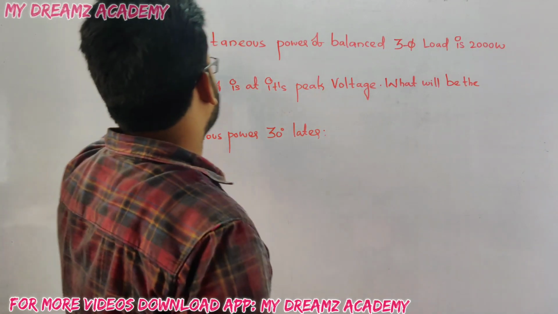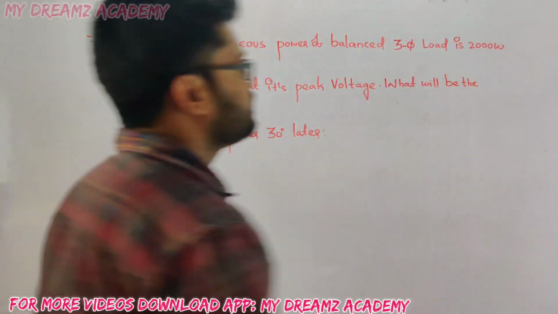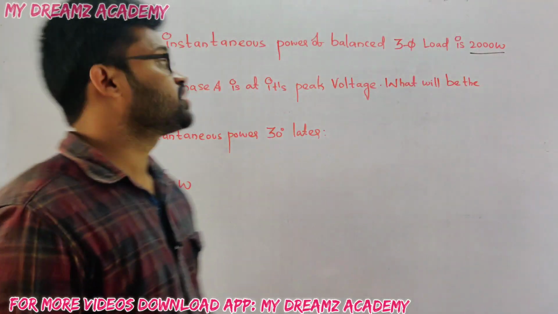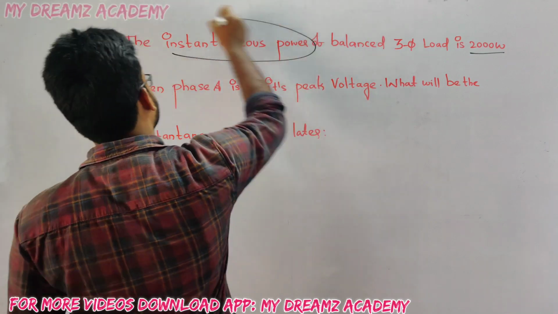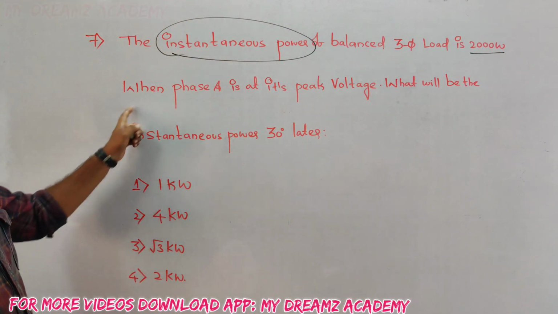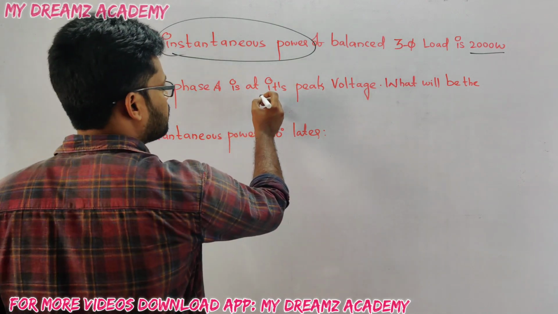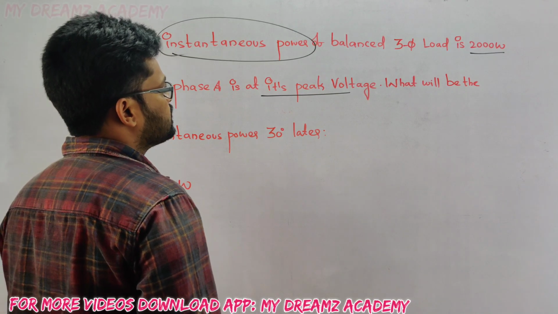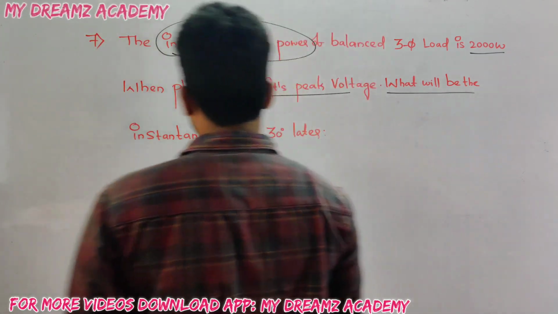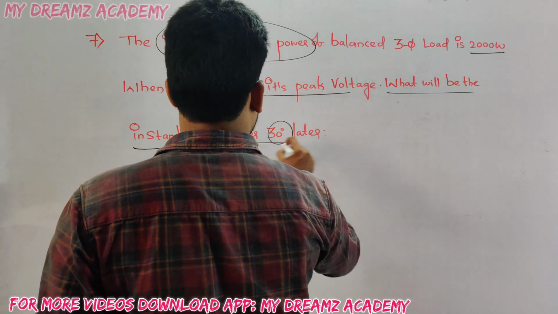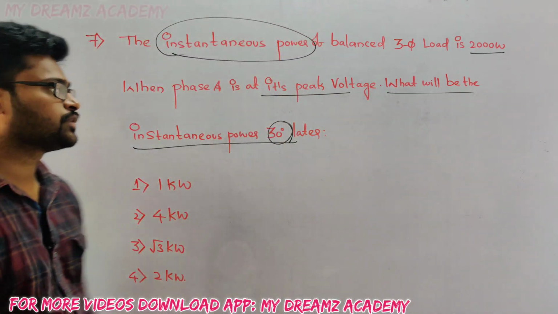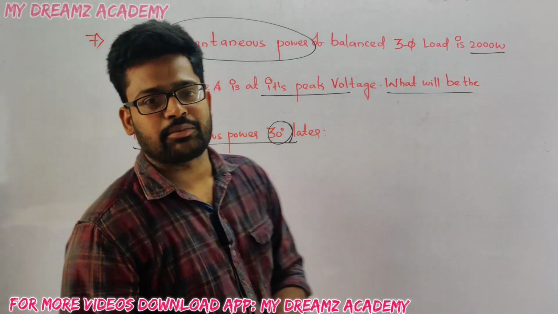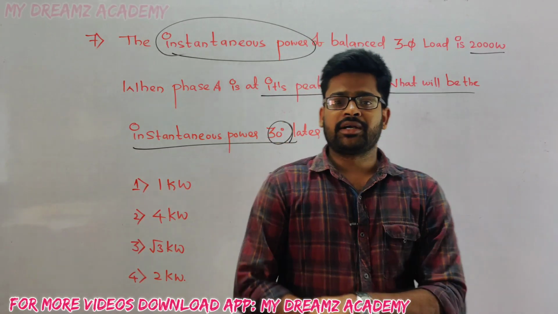The seventh question: the instantaneous power of a balanced 3-phase load is 2000 watts. Instantaneous power, this is very important. When phase A is at its peak voltage, what will be the instantaneous power 30 degrees later? In order to confuse you, they have given this concept.